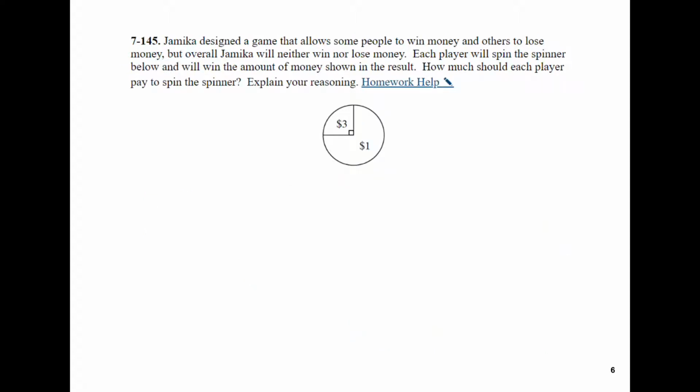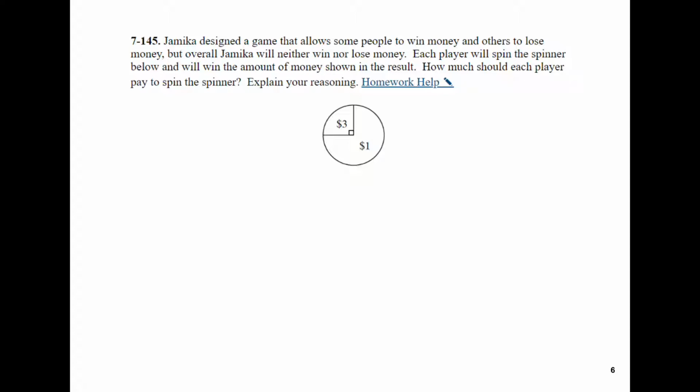7-145. Jamaica designed a game that allows some people to win money and others to lose money, but overall, Jamaica will neither win nor lose money. Each player will spin the spinner below and will win the amount of money shown in the result. How much should each player pay to spin the spinner? Explain your reasoning.